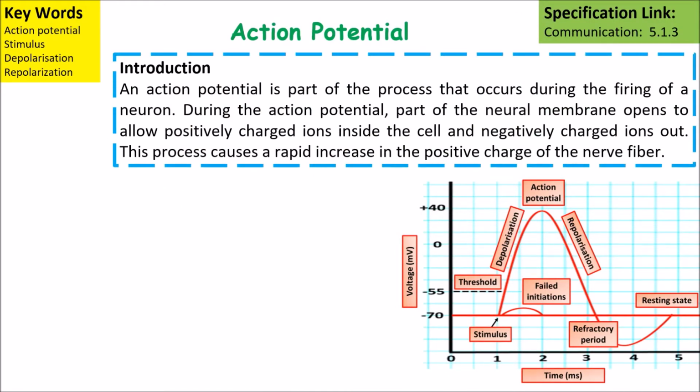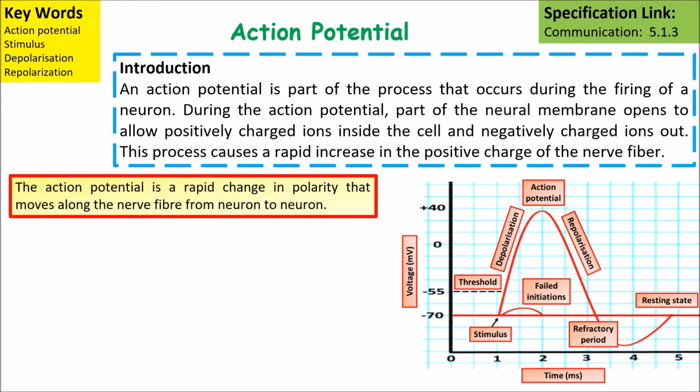So an action potential is part of a process that occurs during the firing of a neuron. During an action potential, part of the neuron membrane opens to allow positively charged ions into the cell and negatively charged ions out. This process causes a rapid increase in the positive charge of the nerve fiber. So the action potential is very rapid.